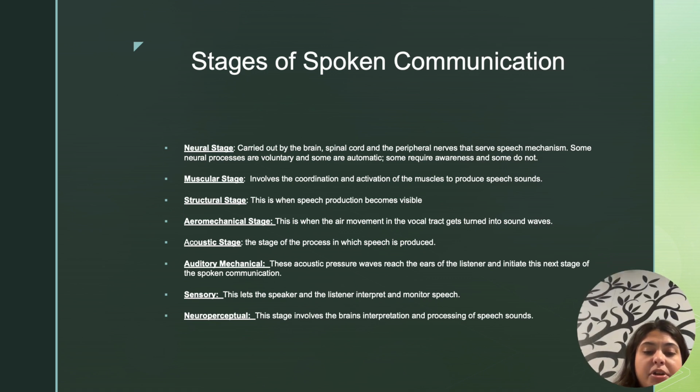So the process of spoken communication happens in several stages. So first we think about what we want to say, then next we plan how to express it linguistically. Then we prepare the motor movements for speech. Once we execute it, our auditory system gives us feedback to make adjustments as needed.